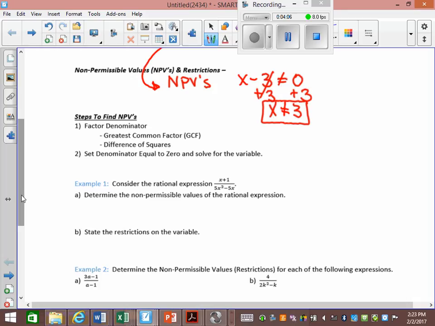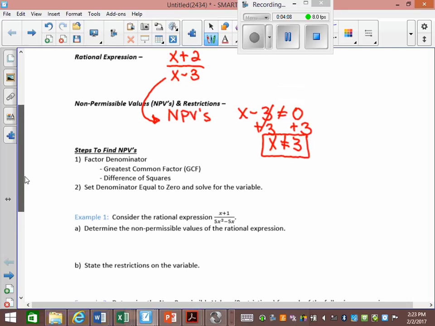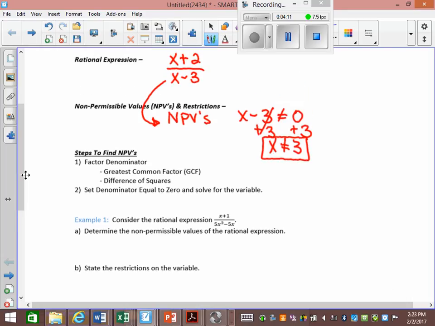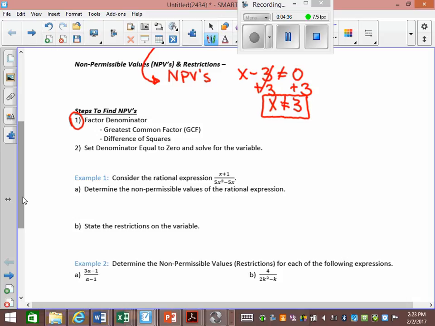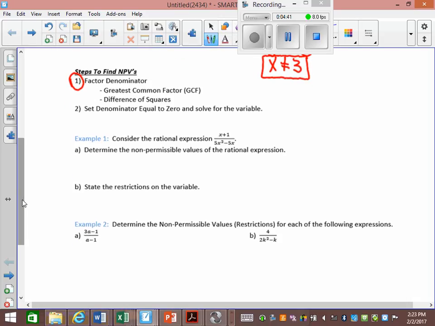So the steps to find non-permissible values. This one was an easy one because I just had an x - 3 on the bottom. But what if I had 5x² - 5x on the bottom? Well, the very first thing I need to do before I look for the NPVs is factor the denominator. If I can factor it by difference of squares, or I can take out a GCF, I have to do that first, then state my non-permissible values. Once you've factored it, you set the denominator equal to 0 and solve for the variable. Those are the steps that we're going to do.